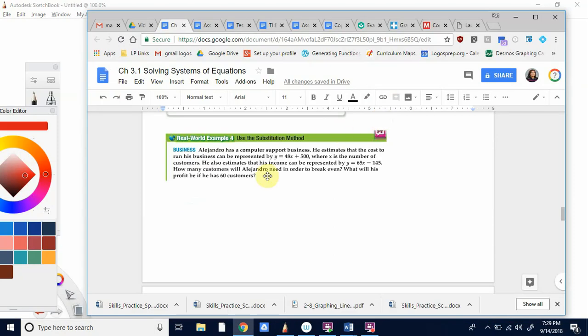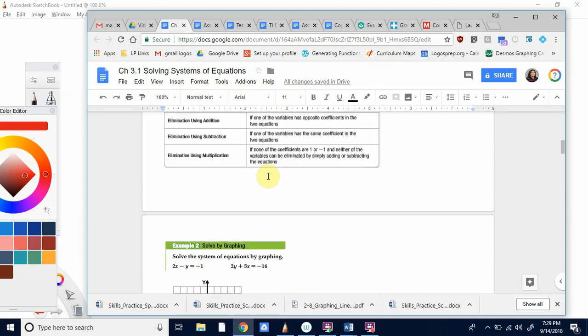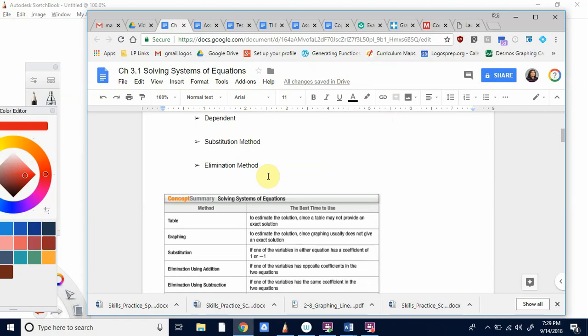Our next vocabulary we're going to use is going to be called elimination. That's just another method of solving systems of equations. And we're going to use addition and subtraction of the two equations to eliminate one variable, and then we'll take it and substitute it back into the other.